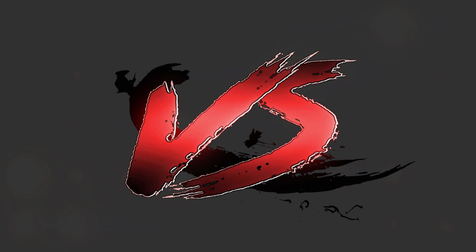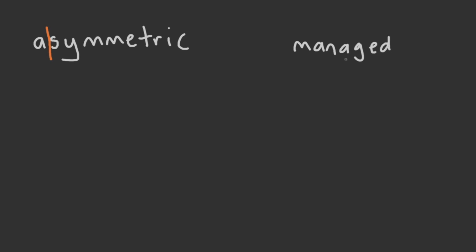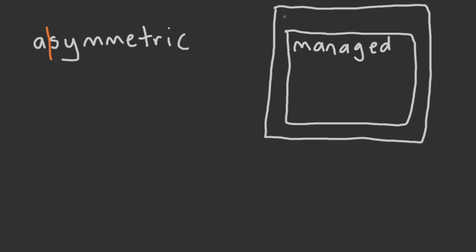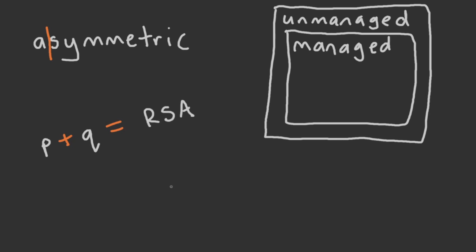So by the end of this video, you will know and understand the difference between symmetric and asymmetric encryption, how to reverse engineer managed and unmanaged code, how to extract unmanaged code from a managed binary, how to create an RSA key using just the P and Q values, how to decrypt data using the openssl command line utility, and finally, how to use AES in Python to decrypt a file.